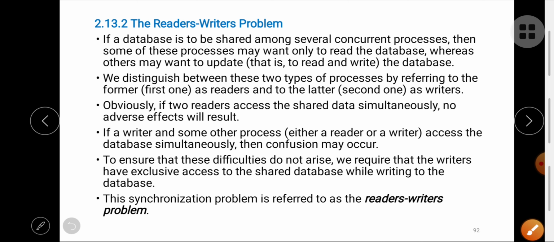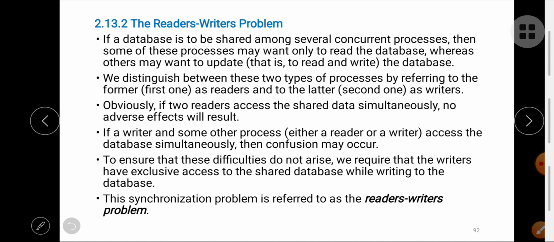Now the next problem is the readers writers problem. If a database is shared among n number of concurrent or parallel processes, then some of these processes may want only to read that database, and some processes may want to update this database. How do they update it? It means they want to perform both reading and writing operations on this database.